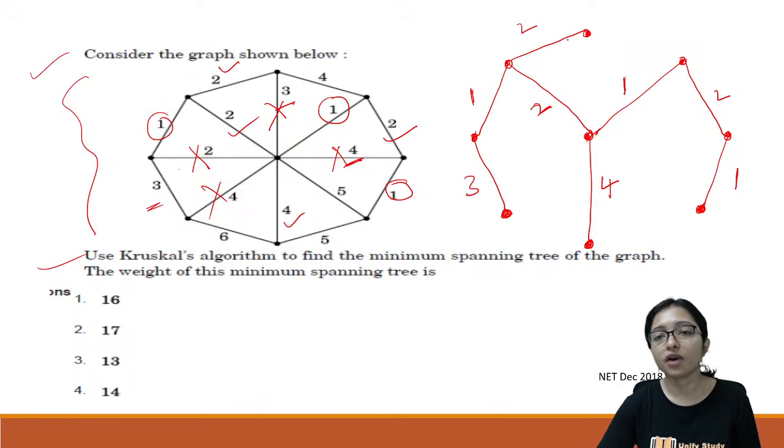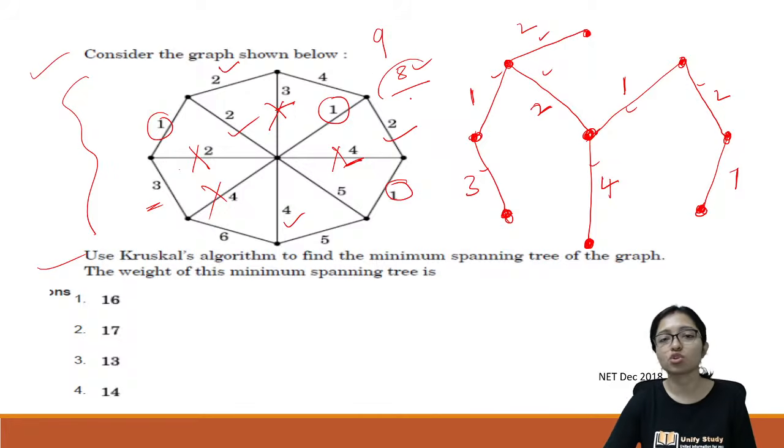Actually you can see 1, 2, 3, 4, 5, 6, 7, 8 and 9. Total 9 vertices are there. 1, 2, 3, 4, 5, 6, 7, 8. 8 edges are done. So you can stop. Now you can stop, right?